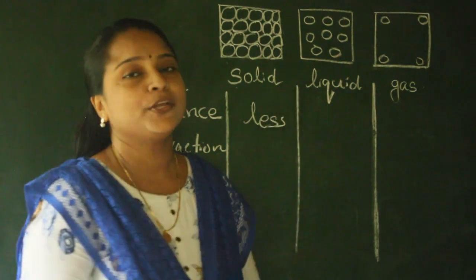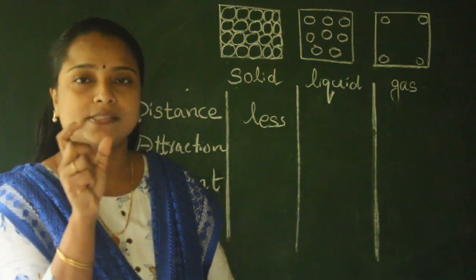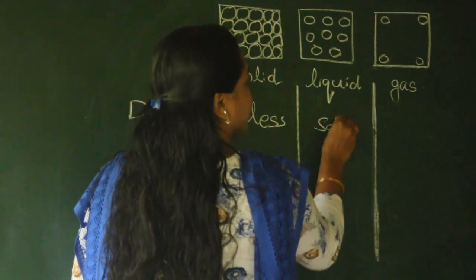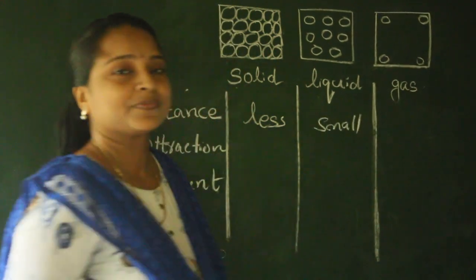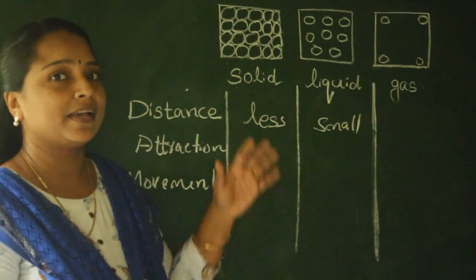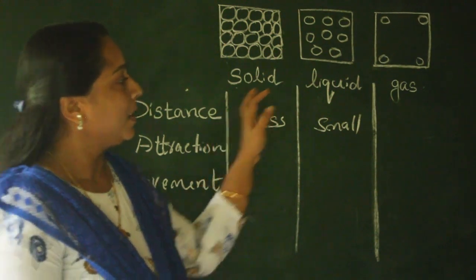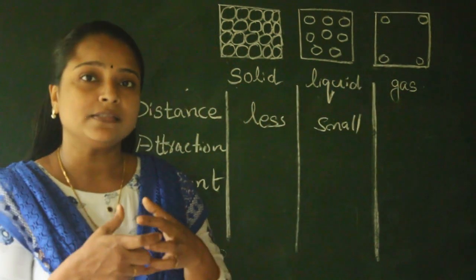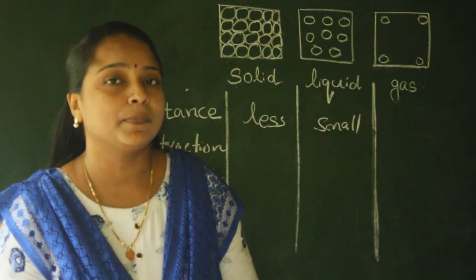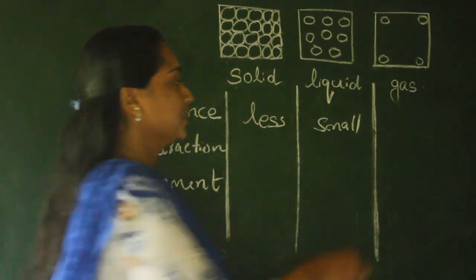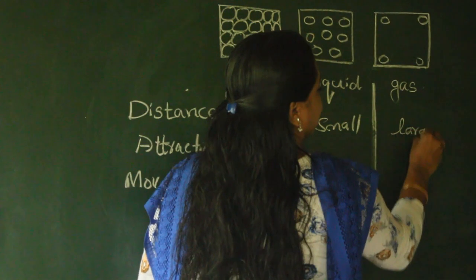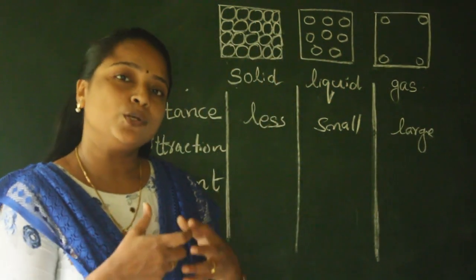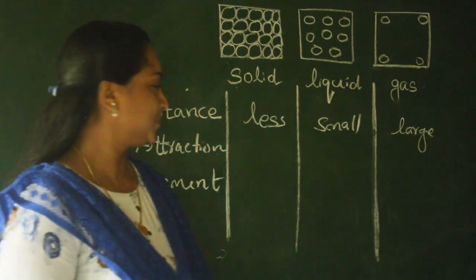But in the case of liquid, you can see a small distance between the adjacent particles. Not as tightly packed as solid. And in the case of gaseous substances, you can see the adjacent tiny particles are separated by a large distance. That means the tiny particles are loosely packed.